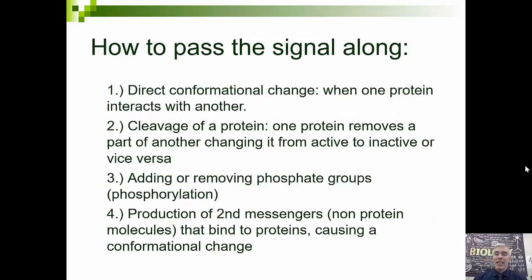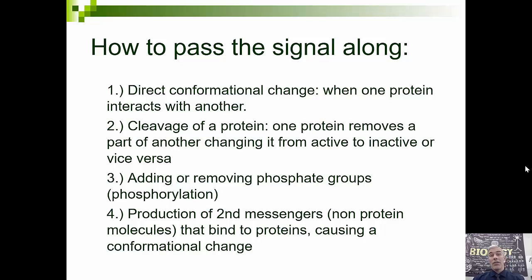So the ways that the signal is passed from protein to protein, right? One is through direct conformational change. That's when one protein will actually interact with another one, changing its shape, activating it. And then once that protein falls off, the protein goes back to being inactive again. Okay. There's cleavage of proteins, which cleavage means to split. So sometimes a protein or an enzyme will come in and actually remove a part of another protein, turning it into either an active or an inactive form.